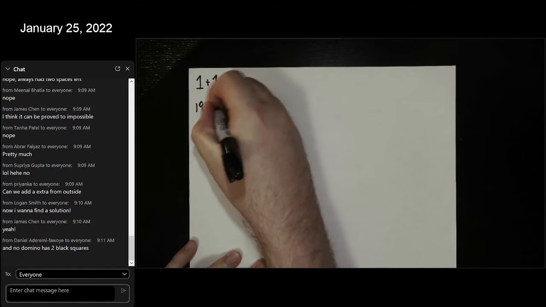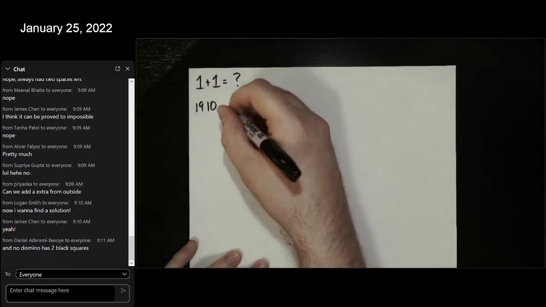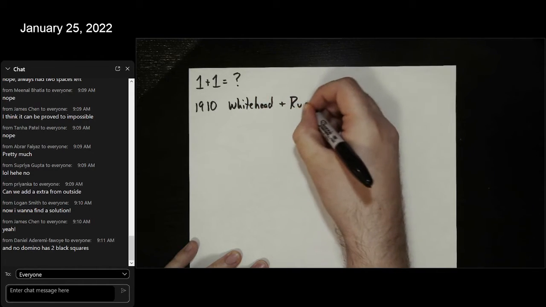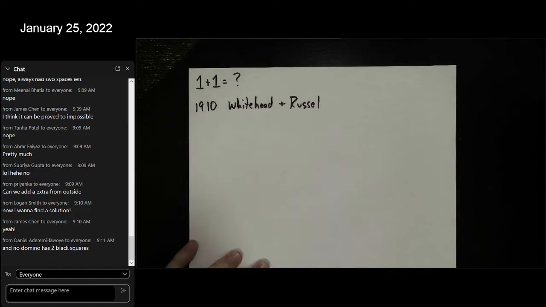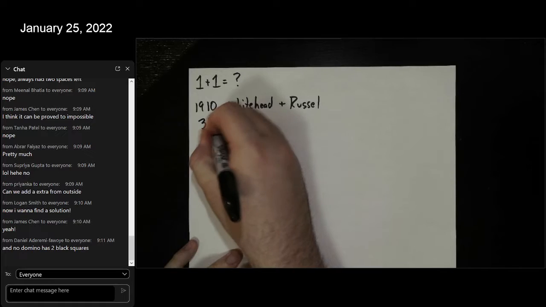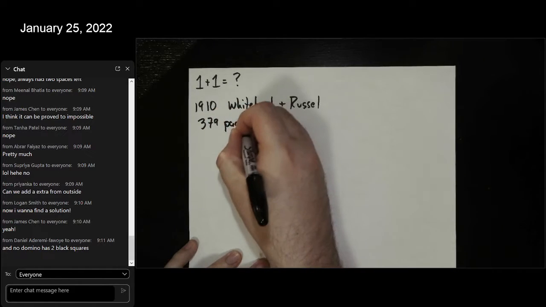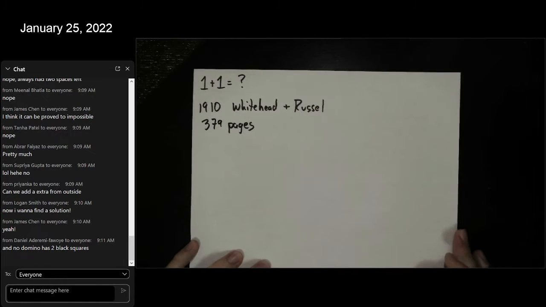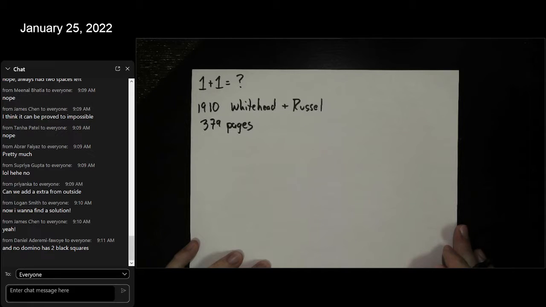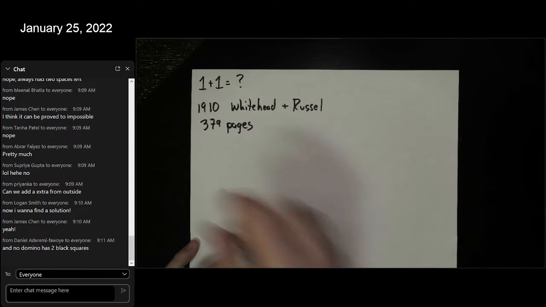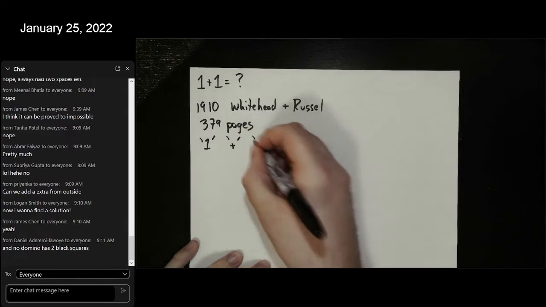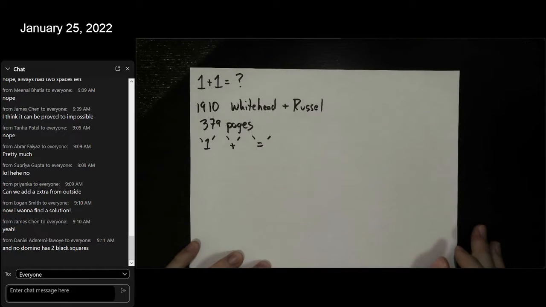So in 1910, 2 mathematicians, Whitehead and Russell, proved that 1 plus 1 equals 2. It took them 379 pages to do so. How could it have possibly taken them 379 pages? Well, it's because they had started from basically nothing. There was no such thing as 1. There was no such thing as plus. There was no such thing as equals. They started from scratch.